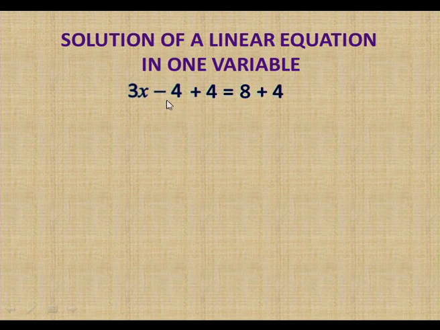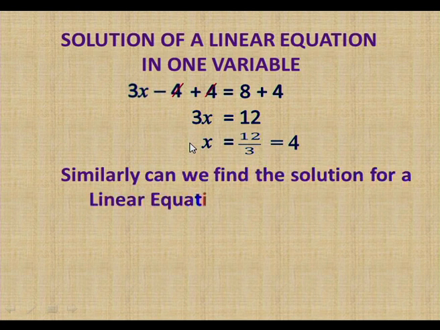Are you able to see here? Minus 4 plus 4, here 8 plus, what happens? Minus 4 and plus 4 are getting cancelled and you are getting 3x is equal to 8 plus 4, how much? 12. So, 3x is equal to 12. Now, x value is equal to how much here? 12 by 3, which is equal to 4. That means you are getting the x value as 4 particularly.